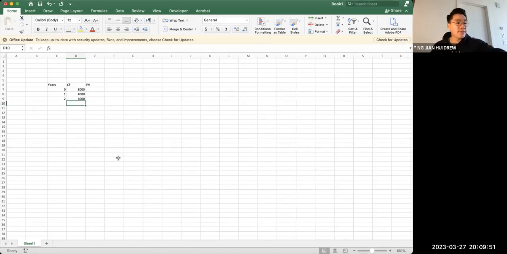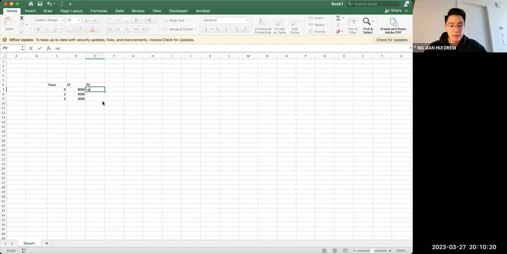Okay, I have my Excel open. I have just done this table here, so we are doing option 2 now. For option 2, we know that we have to pay 8,000 in year 0, which is now, and 4,000 in year 1 and year 2, which is given here. If we want to do the PV method, which is what we have learned so far, let's do PV.